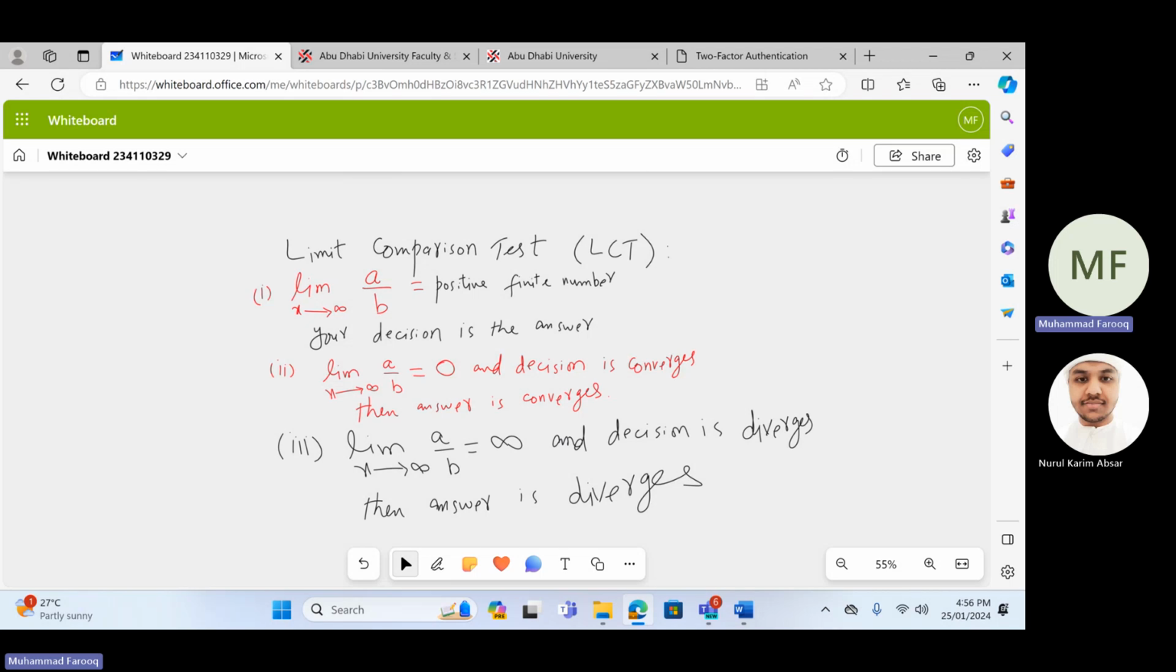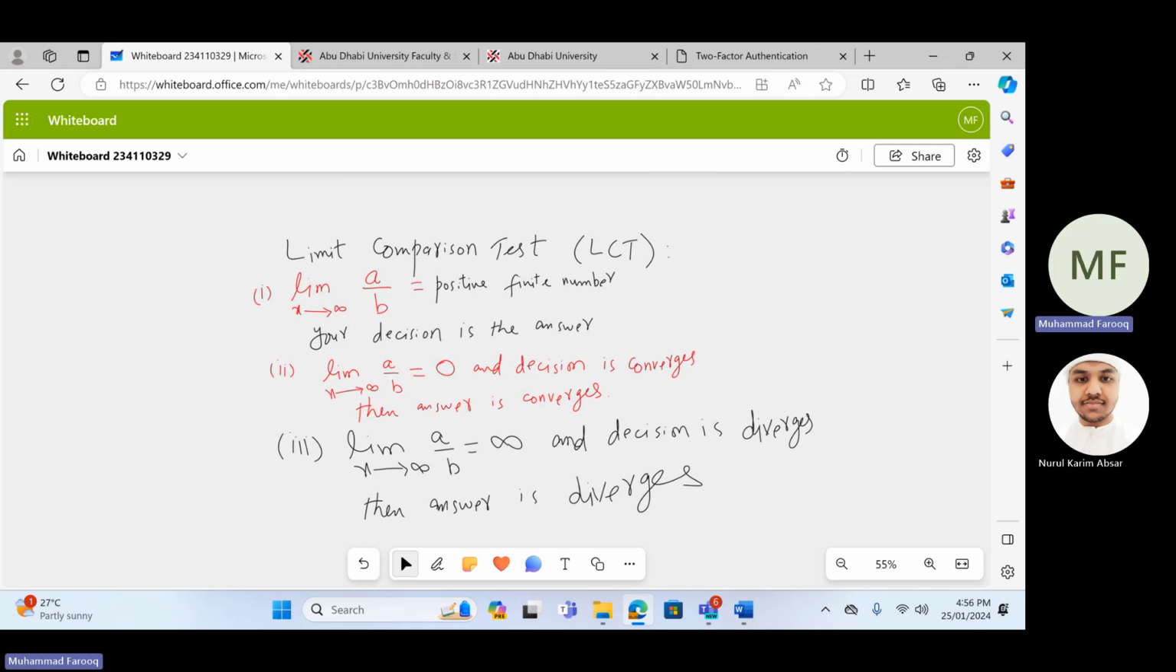Let's say it converges. So your answer is converges. If it was diverges, then your answer is diverges. Small, big? No. That is DCT. DCT needs big, small. Here, calculation is required. We are now using another method, LCT. So whatever is determined for the second function is the answer.